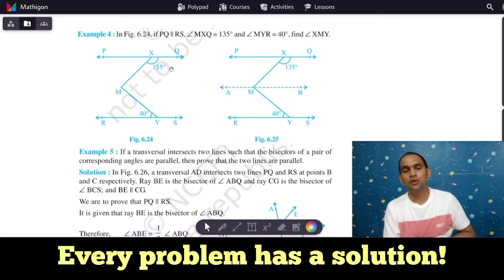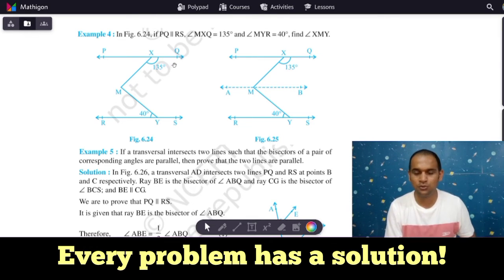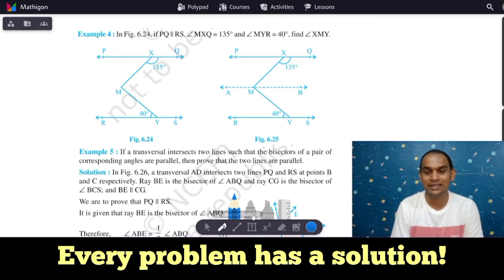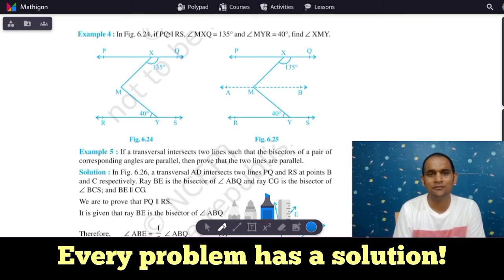So now let's move on to exercise 6.2. We will start with the example problems, and I have taken the exact solutions from the textbook as well. Okay. So over here it says in figure 6.24, if PQ is parallel to RS, MXQ, that is this particular angle, is 135 degrees. MYR, that means this particular angle is 40 degrees. We need to find XMY, this particular angle.